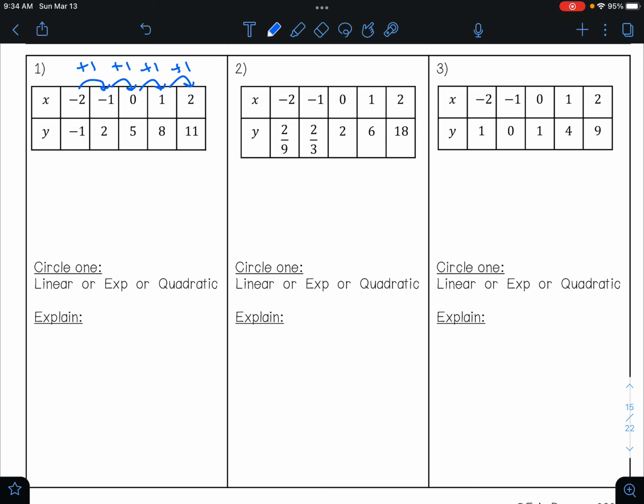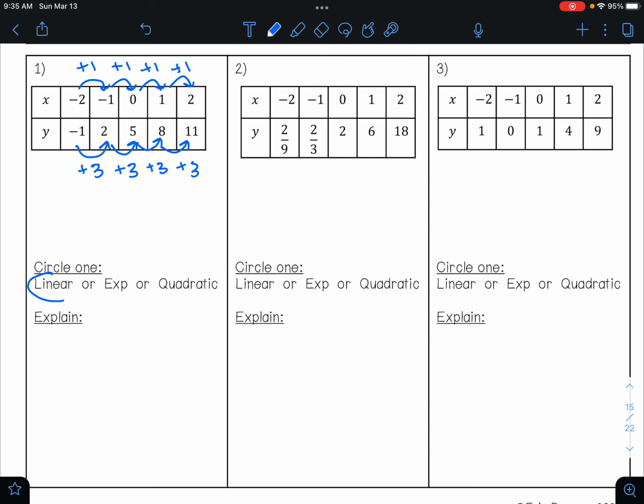To go from -1 to +2, I add how many? 3. To go from 2 to 5, I add 3. To go from 5 to 8, I add 3. And to go from 8 to 11, I add 3. So is this linear, exponential, or quadratic?